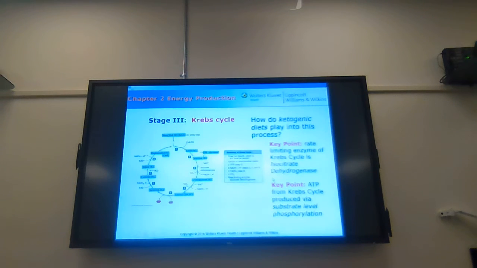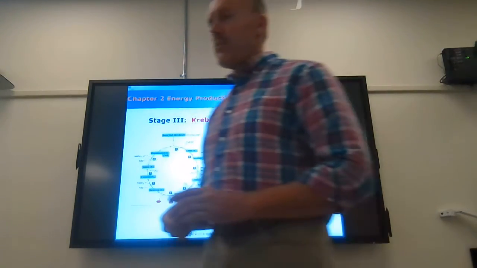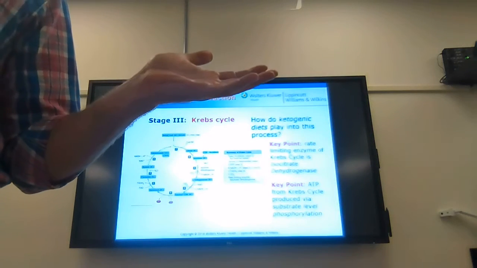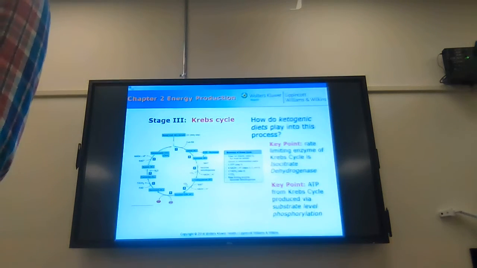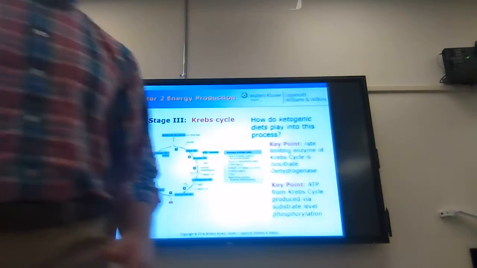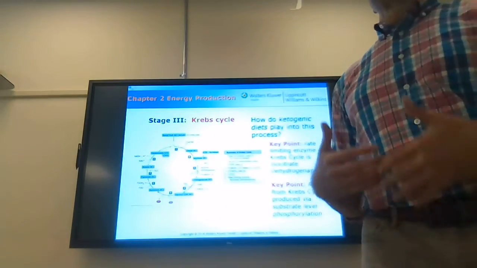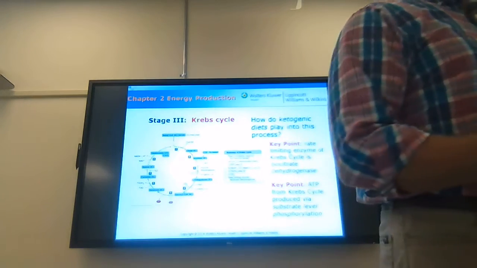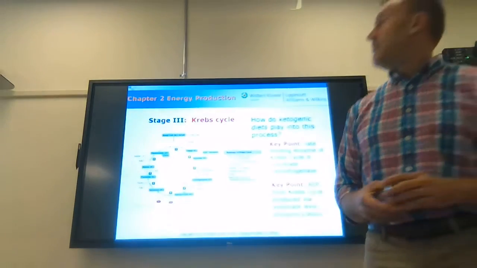So, before we get to fat metabolism, I just want to clarify, what is the common intermediate? Acetyl-CoA. So, amino acids can be converted to acetyl-CoA. Fatty acids are converted to acetyl-CoA. We get acetyl-CoA from pyruvate.